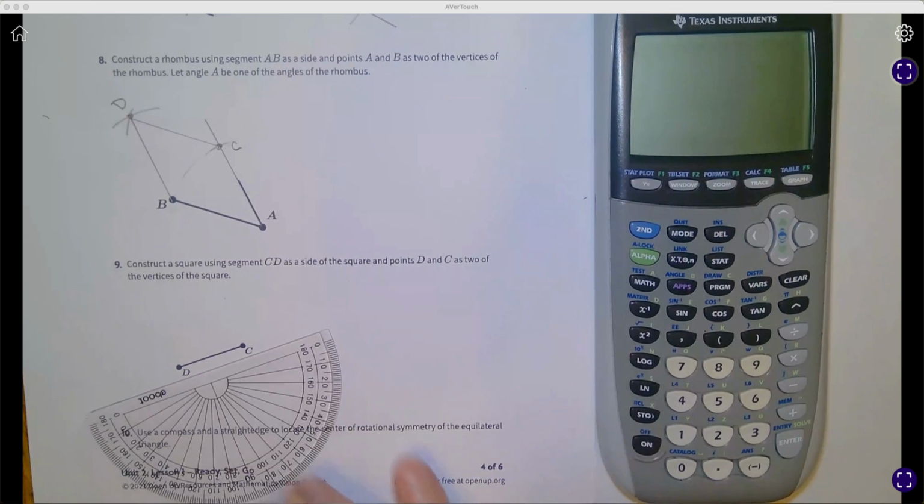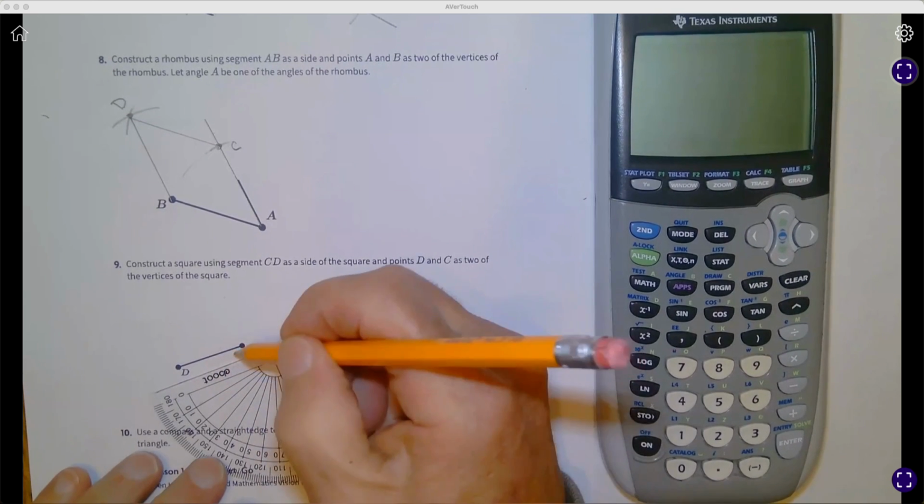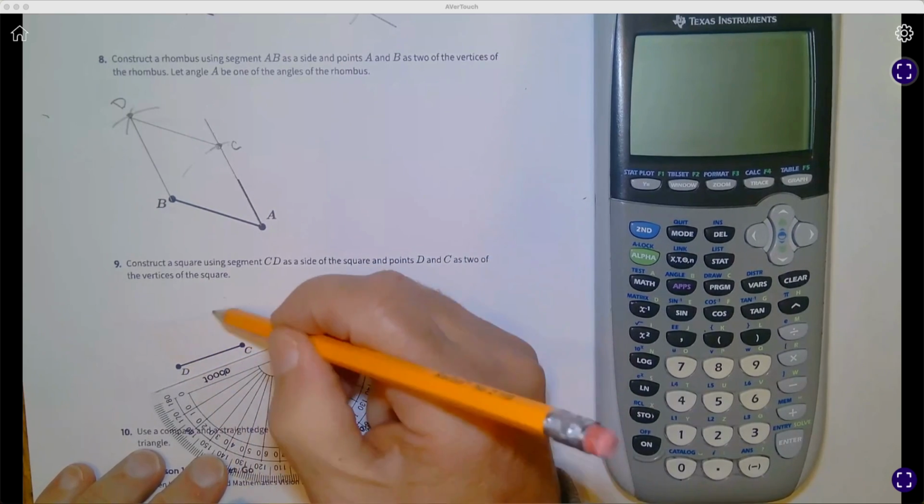Construct a square. Okay, I know what a square is. A square is a quadrilateral where all four sides are the same and all angles are 90 degrees. Woo, that's a mouthful. Okay, here we go. So I want to create a square. I'm going to call it ABCD.